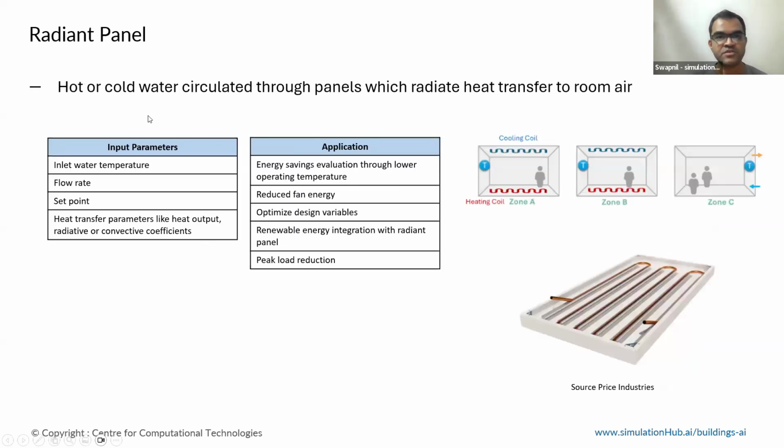Next is the radiant panel, which is basically hot or cold water circulated through panels which radiate heat to the room air. If you select such a terminal unit, you have to select the inlet water temperature, flow rate, set points, and the heat transfer coefficients, which can be the radiative or convective or the overall heat transfer coefficients. Once you set it up, you can also use the default parameters as applicable.